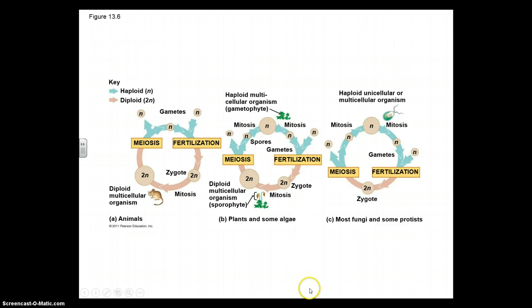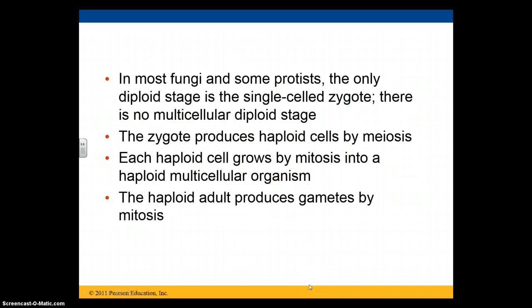Okay. Sorry. Alright, so now talking about fungi and protists, the only diploid stage is the zygote. So there really is no multicellular diploid stage. There's just that one cell that is diploid. And the zygote is going to produce haploid cells by meiosis, and each haploid cell will grow by mitosis into a haploid multicellular organism. And then the haploid adult will produce gametes through mitosis.